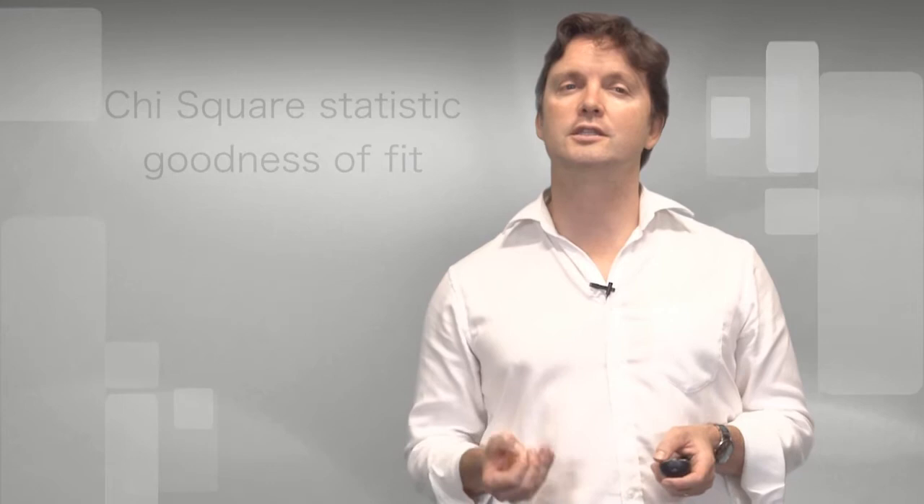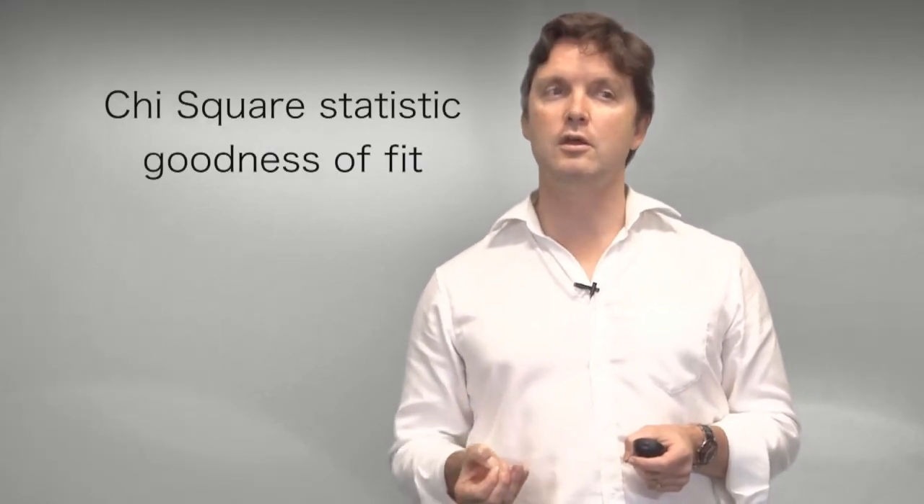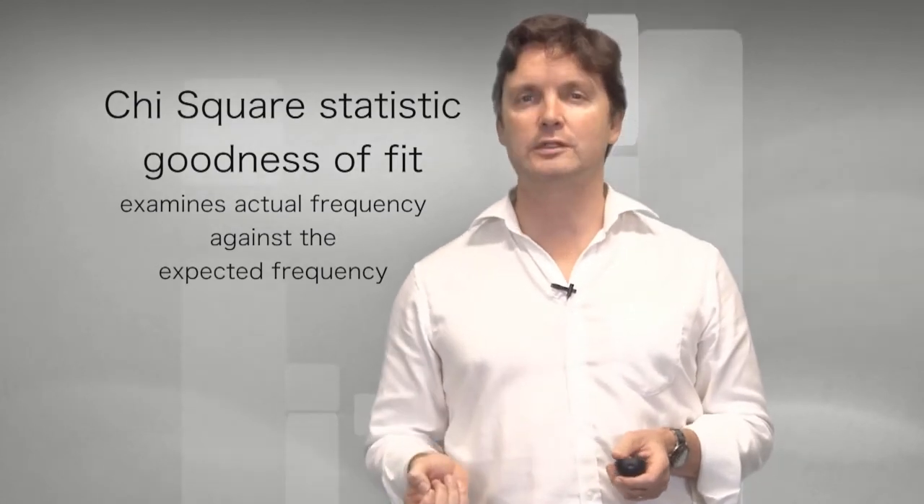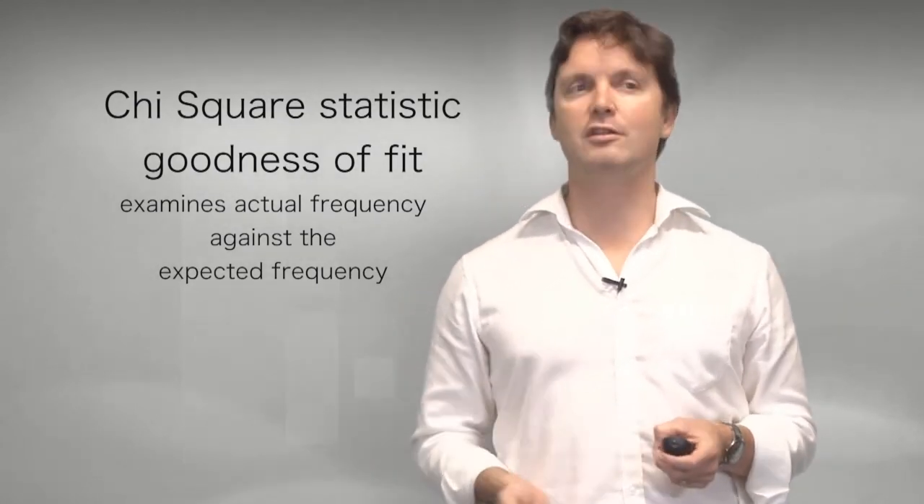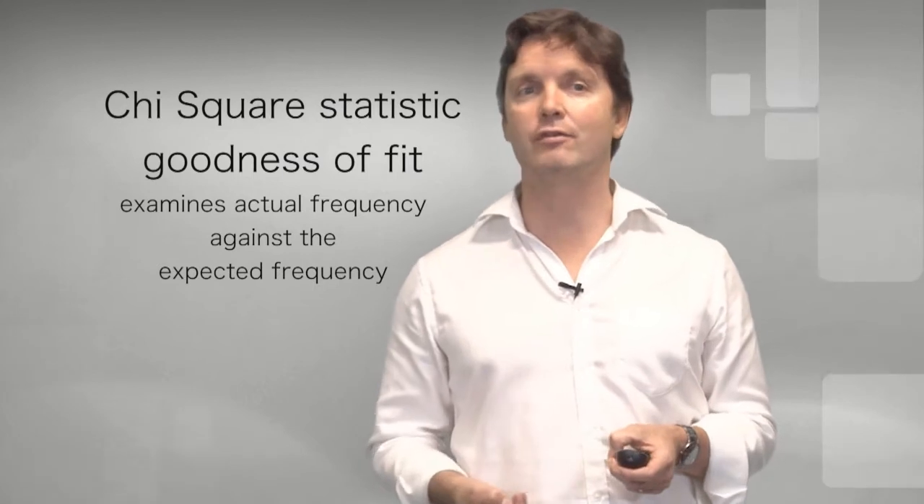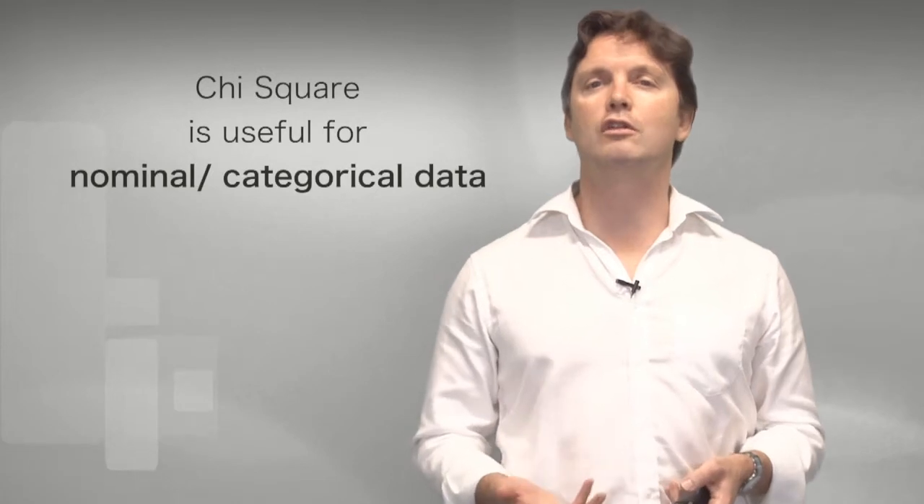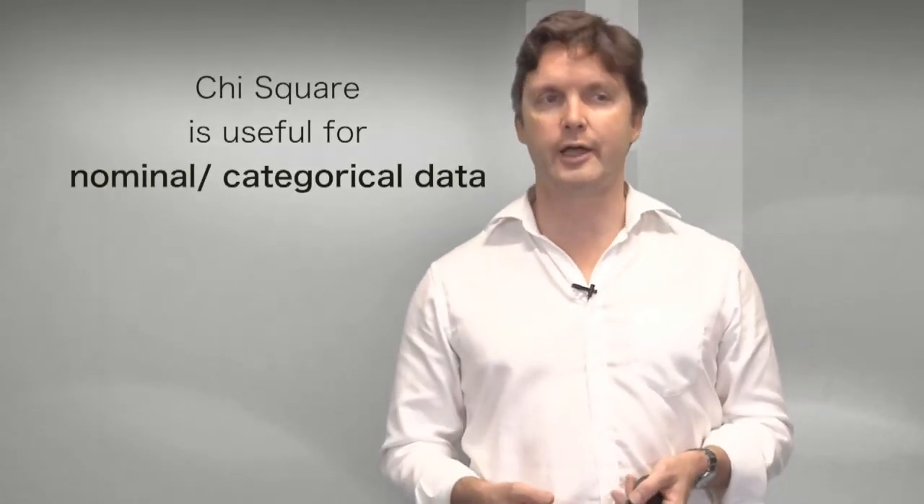To answer this question, we need to do a chi-square statistic on goodness of fit, which examines a frequency against some expected frequency. Now, previously you might have done t-tests and ANOVAs, and the data may have been on attitudes, IQ, time, response times. These numbers are interval or ratio level data. The chi-squared is useful for nominal or categorical data.